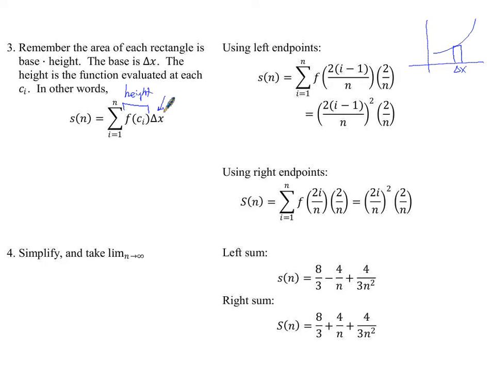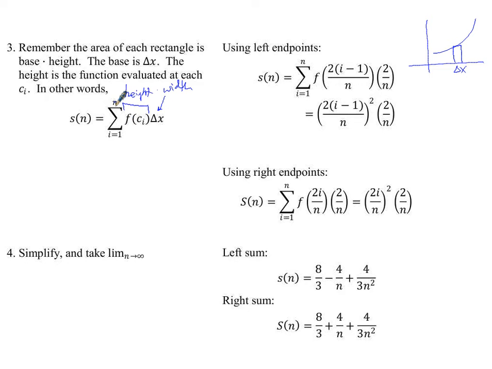This, delta x, is your what? The base, or the width. Yep. And I'm multiplying those two together. So I'm getting height times width, which means that for each individual rectangle that I create, the ith rectangle, I just calculated the area for it.